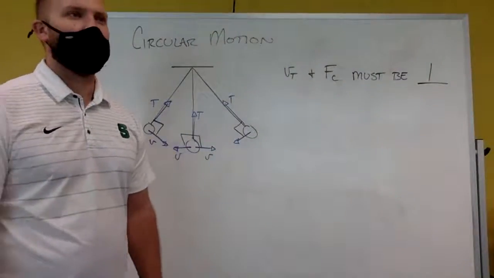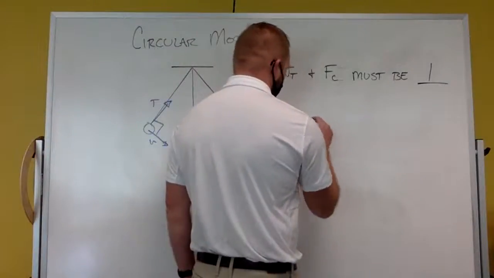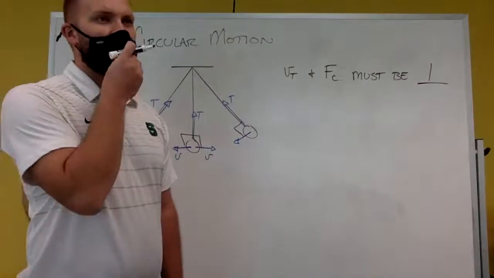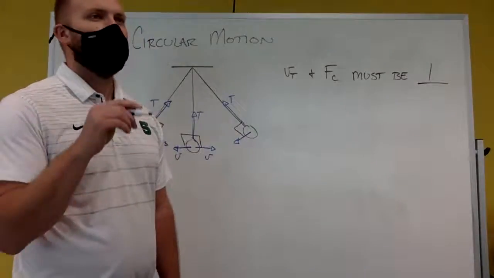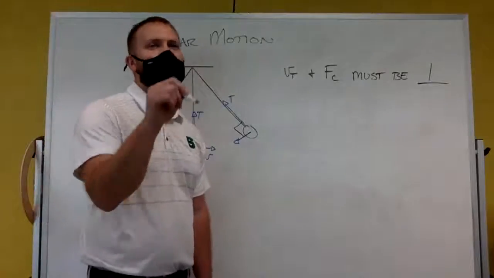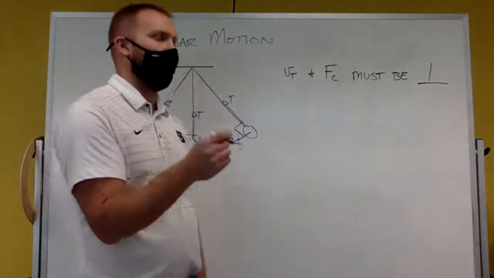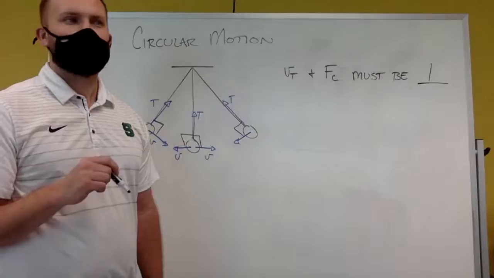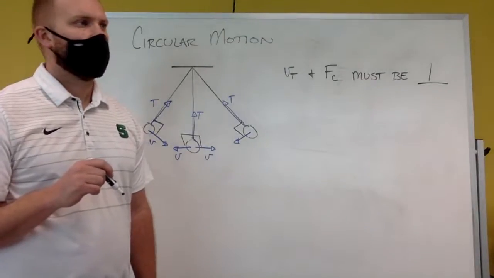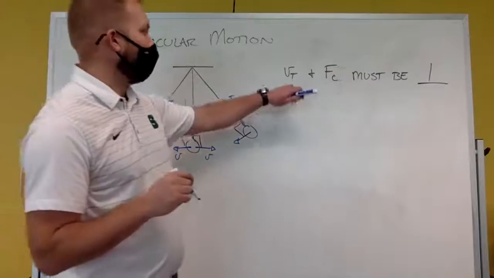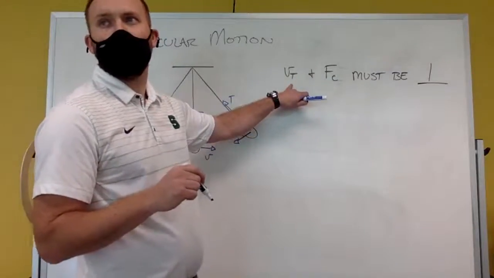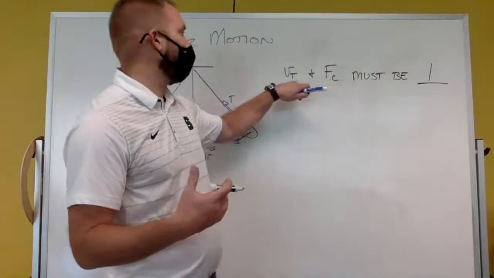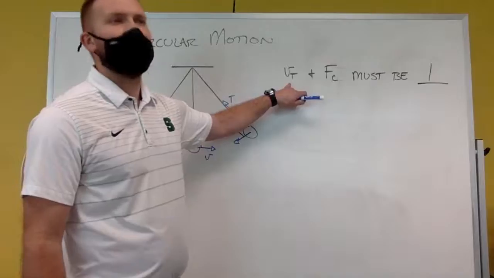If you want to pull something into a circle, you better apply a force perpendicular to its velocity. You apply a force perpendicular to its velocity, and you're going to pull it into a circle, as long as you continue to apply that force perpendicular to its velocity. For circular motion to occur, the centripetal force must be perpendicular to the object's velocity. It's got to stay that way.